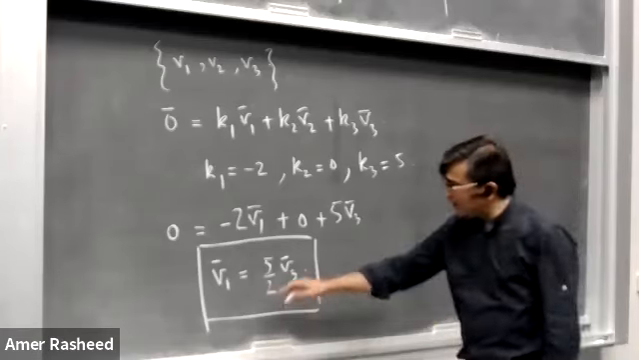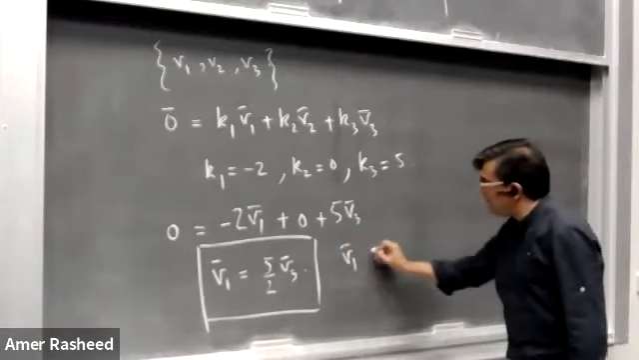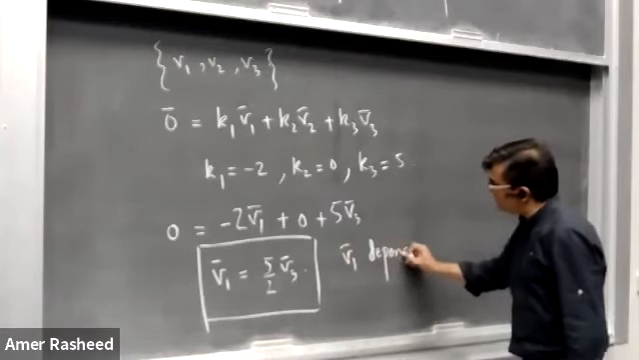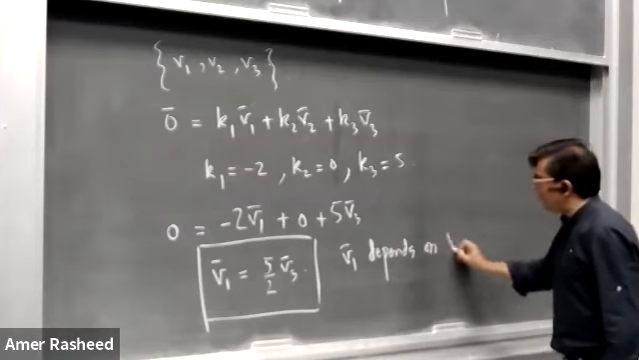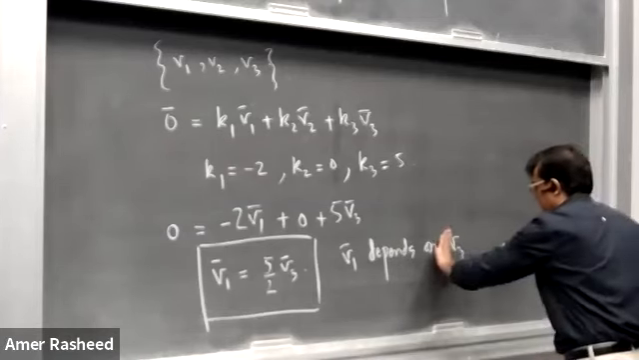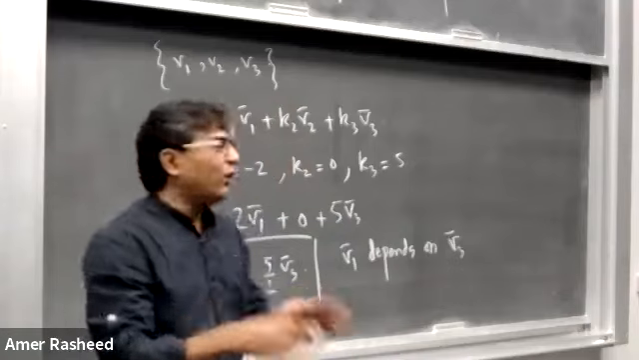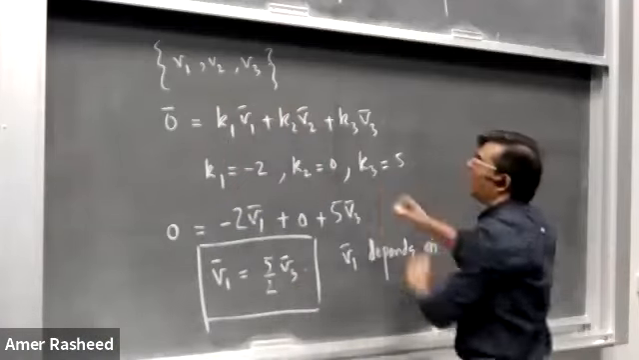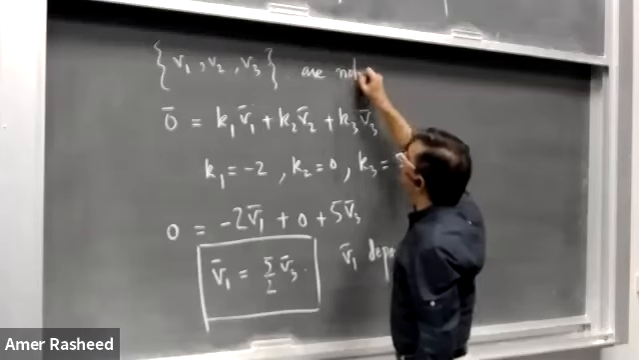What does this mean? V1 depends on V3. In that case, we say that these vectors are not linearly independent.